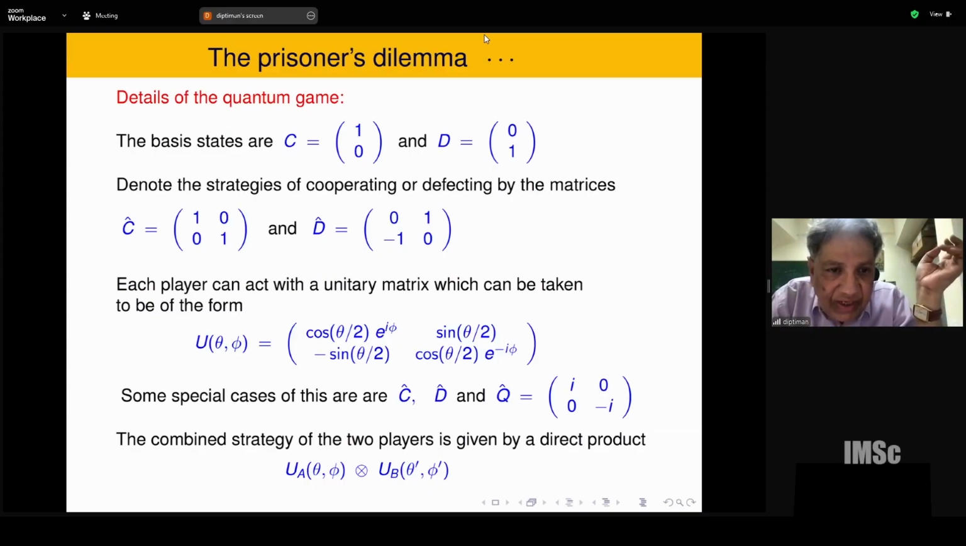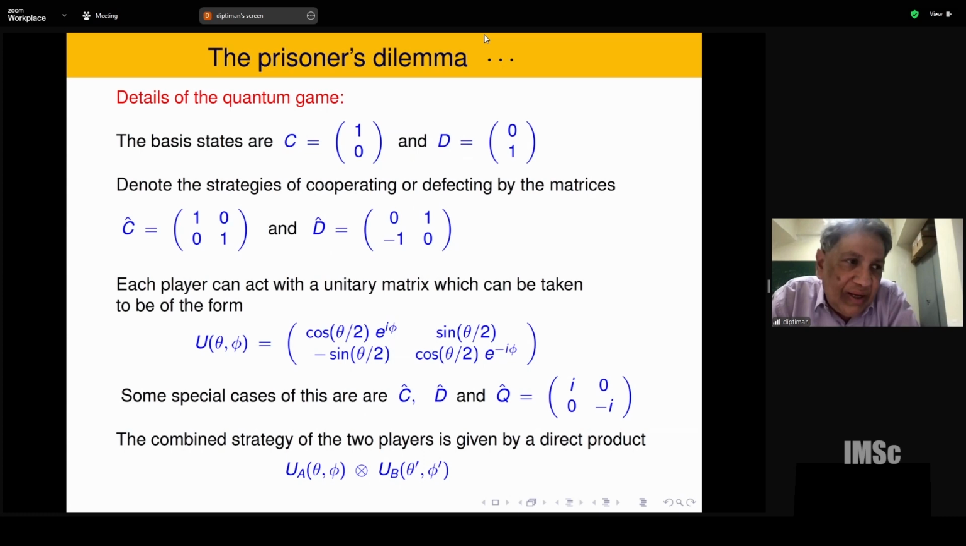It's not a mixed strategy in the sense that they're not really tossing a coin to decide which U to act with. Yeah, that is true. But it's just a superposition of these pure C and D matrices, right? Actually, it's not. You can't write Q as a superposition of C and D. Because C is identity, D is Pauli matrix sigma Y times I, and Q is Pauli matrix sigma Z times I. So they're actually really independent matrices. Okay. Thank you.